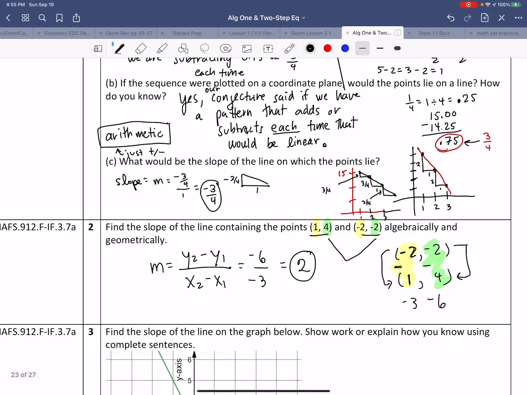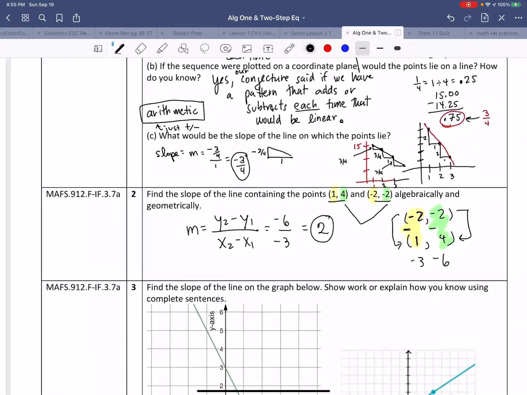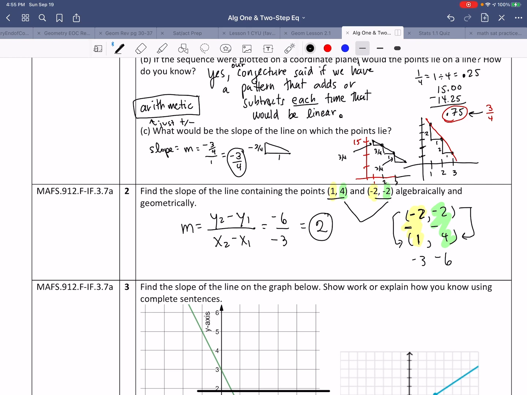Beautiful. Now, what would be another way? Like I say, if you're not as good, could you plot it? And the answer is yes. You could plot it and just count the boxes.